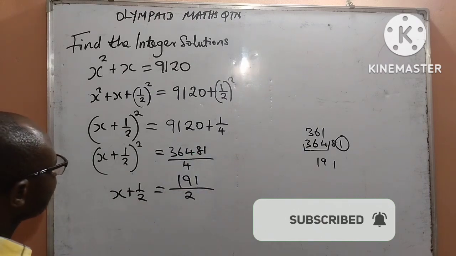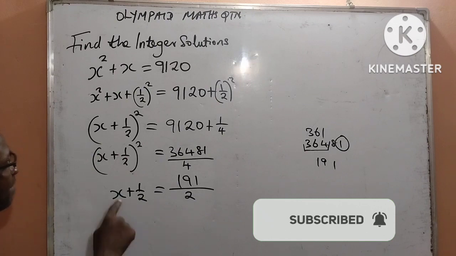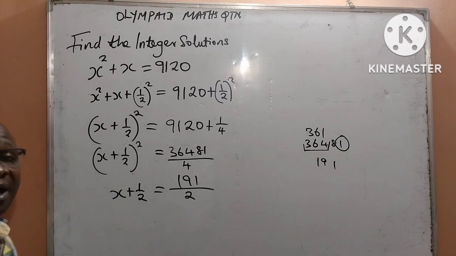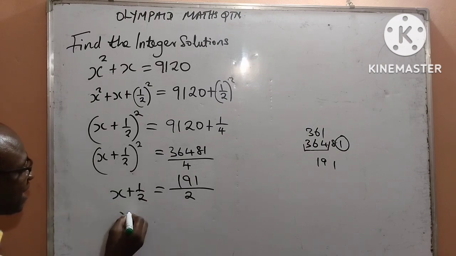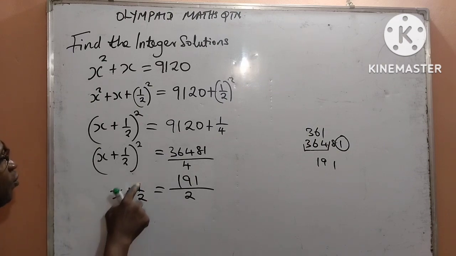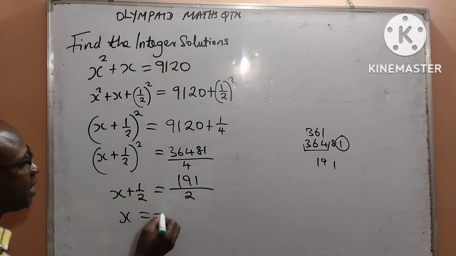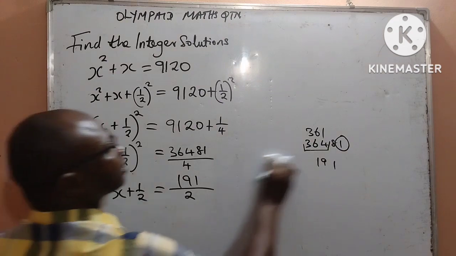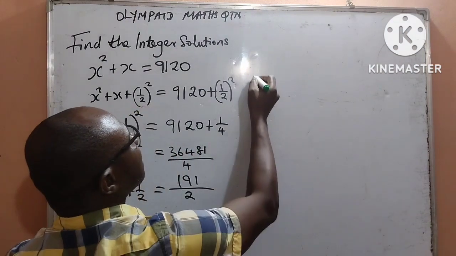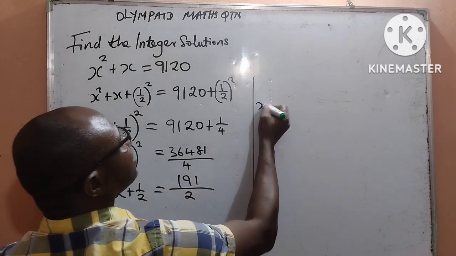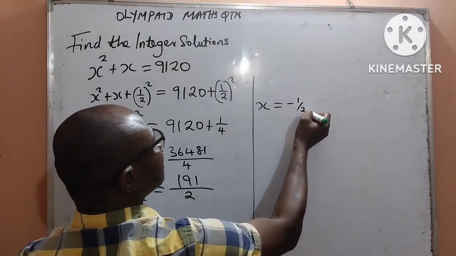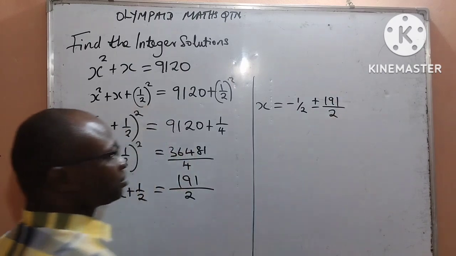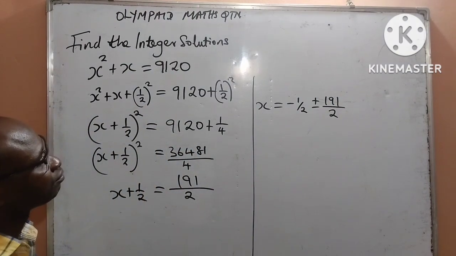Very good. Now, next I will do is to make my x independent. In other words, taking x as the subject of the formula. That implies that x will be alone on the left, and I will move 1/2 to the right hand side to become negative 1/2. Okay, let's write it this way. So when that happens, I shall now have x = -1/2 ± 191/2. This is what I shall have now.